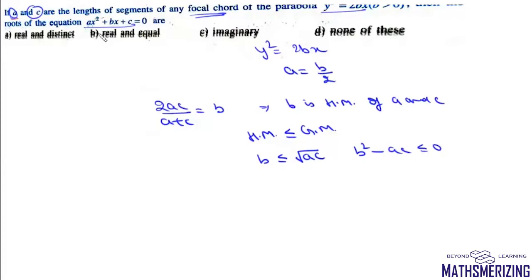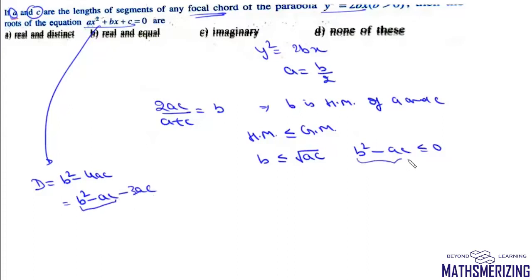Now we look at this quadratic equation. For this quadratic equation, what is the value of D? D is b square minus 4AC. So we can write it as b square minus AC and then minus 3AC. Now b square minus AC is less than or equal to 0. A and C are both lengths of segments, so they are both positive. So this value is also negative. So clearly we can say D is less than 0. And when D is less than 0, that simply means the roots of this quadratic equation are imaginary. So it is option number C.